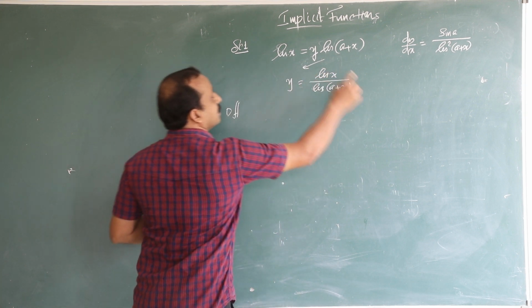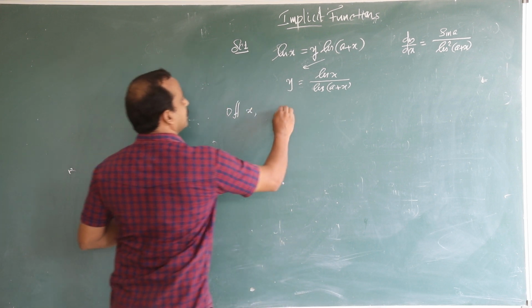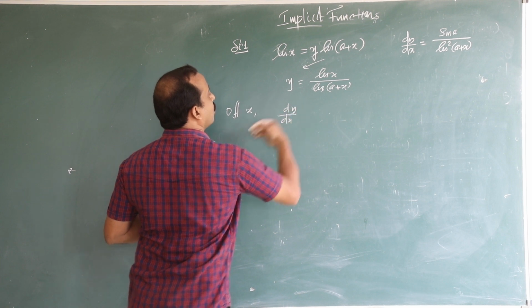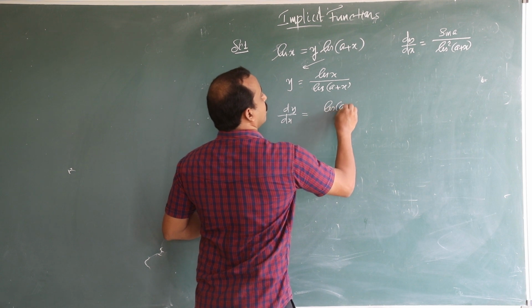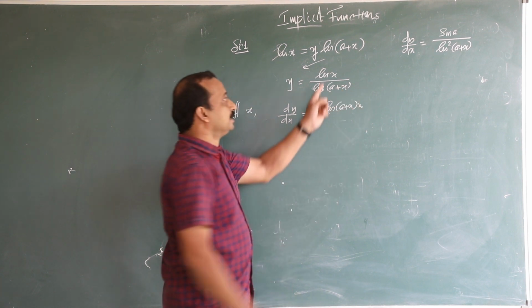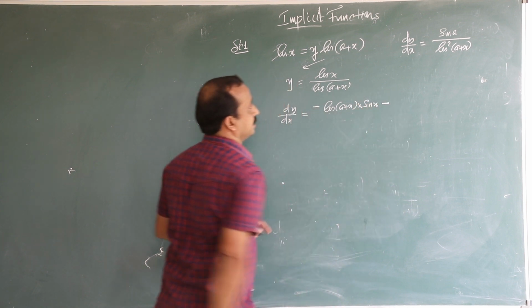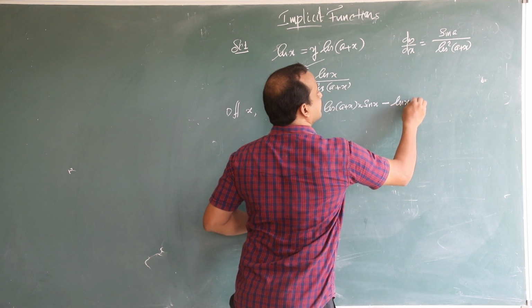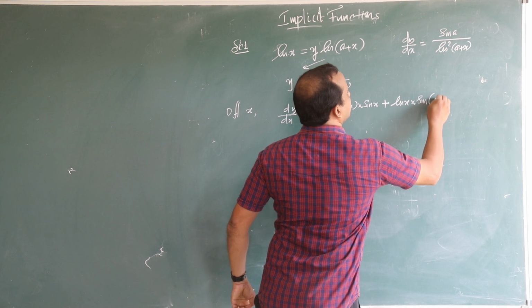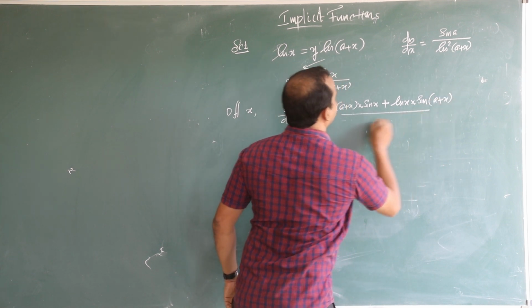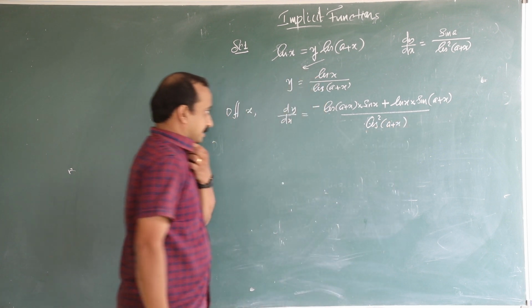Our function is an explicit function of x, so differentiating with respect to x, that means d by dx of y. Using the quotient rule: denominator, that is cos of a plus x, into the derivative of cos, minus sin x, minus numerator, that is cos x, into the derivative of cos of a plus x, minus sin of a plus x, the whole divided by the denominator square, that is cos square of a plus x.